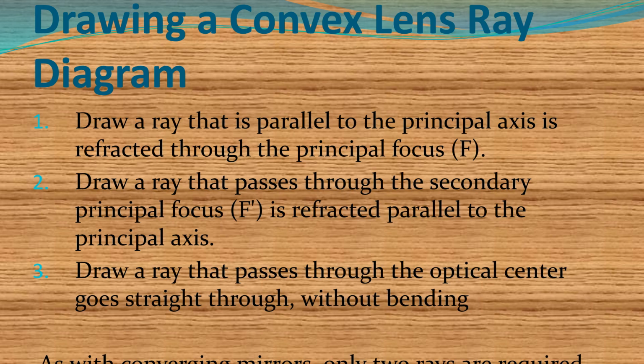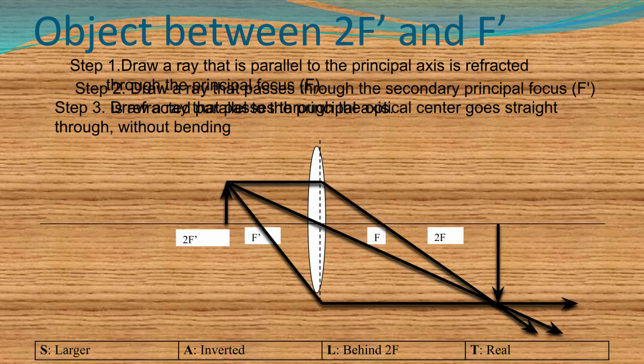To draw a convex lens ray diagram, use these steps. First, a ray parallel to the principal axis is refracted through the principal focus, F. Second, a ray through the secondary principal focus, F', refracts parallel to the principal axis. The third ray passes through the optical center and goes straight through without bending. You only need two rays to locate an image. The third acts as a check.